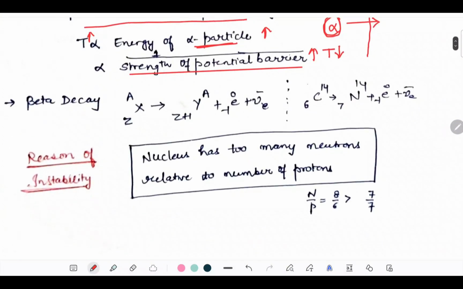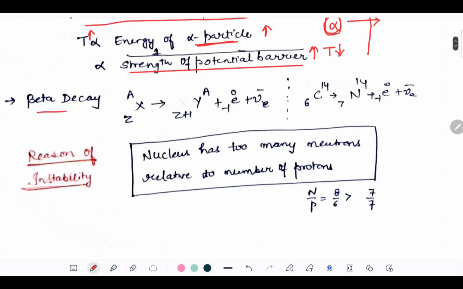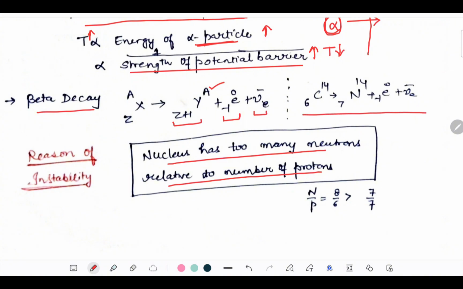Now the second decay, that is beta decay, which we have already studied. Its basic reason is that the nucleus has too many neutrons relative to the number of protons present in the nucleus. In this case, the daughter nucleus has Z increased by 1, but the number of nucleons remains the same, and one electron is emitted from the nucleus with one antineutrino. We can consider an example: in the case of carbon, when one electron and one antineutrino are emitted, carbon turns into nitrogen.